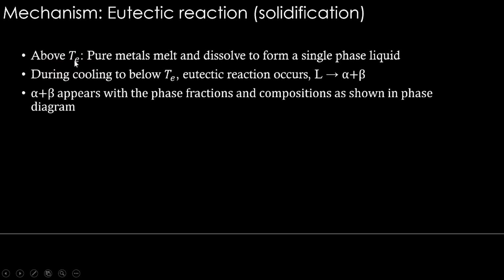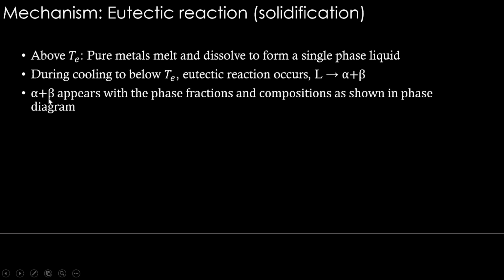So what we have seen is about the eutectic reaction or solidification: pure metals melt and dissolve to form a single phase liquid at high temperature, and during cooling below the eutectic temperature, the eutectic reaction occurs, and the liquid transforms to alpha and beta. Alpha plus beta appears with the phase fractions and compositions as shown in the phase diagram, right?